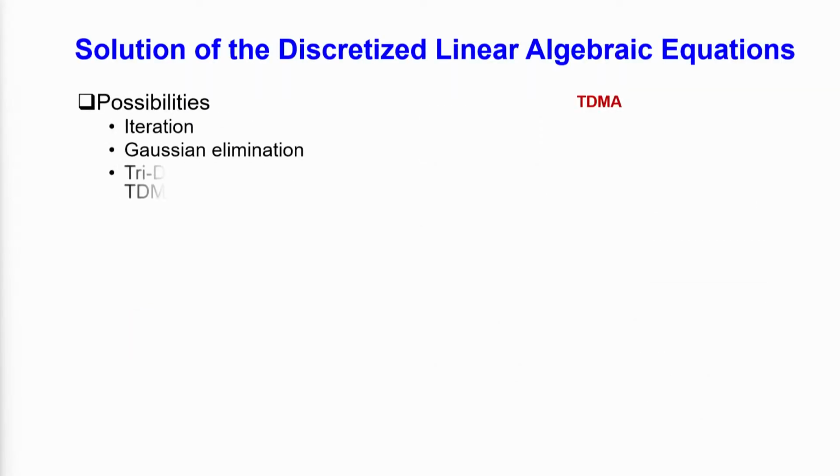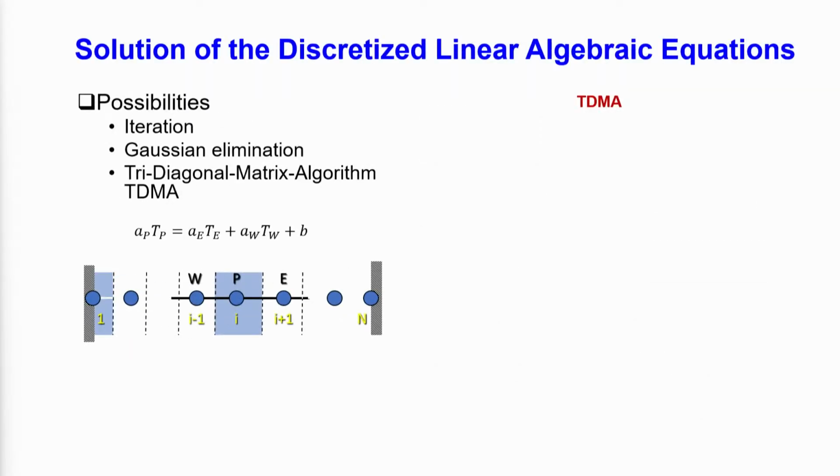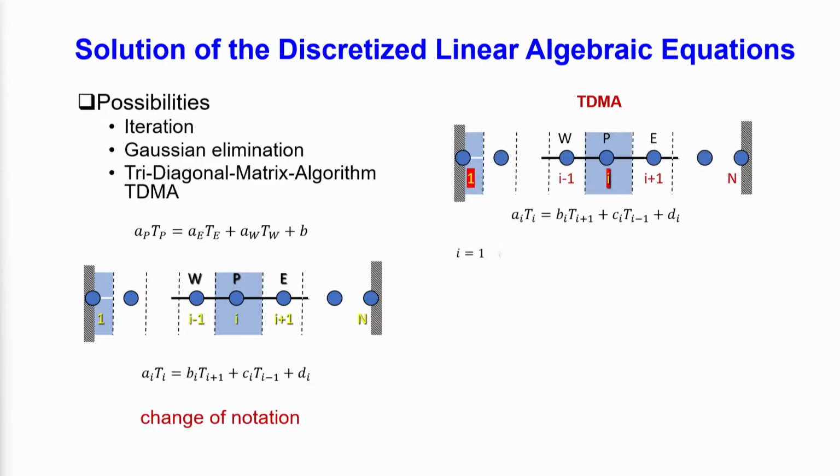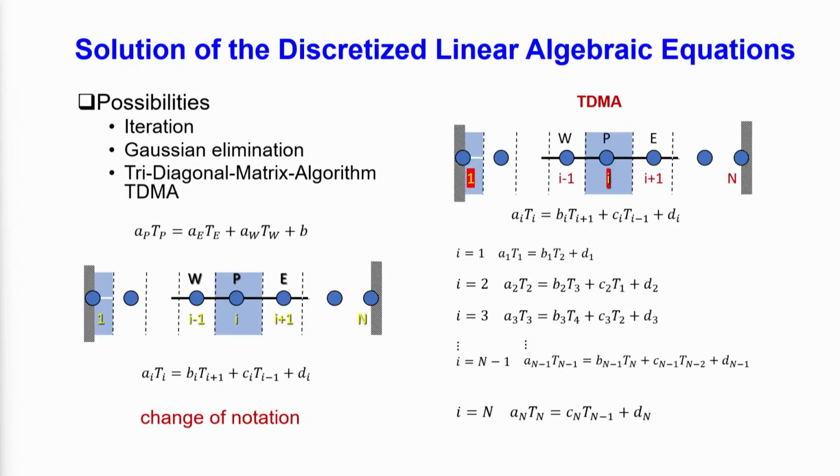Now what you have is a system of algebraic equations, right. So, just a minute. At every point P you have this equation form where APTP is equal to AETE plus AWTW plus a constant B.